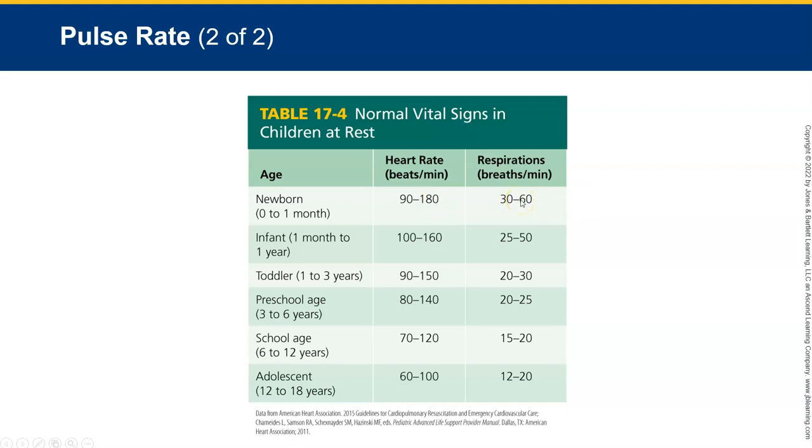Same thing here. If respiration's 30 to 60, if we run an adult, just drop it in the middle at 45 breaths a minute, that's going to be a problem. So you see how all these start coming down and start normalizing to what we're used to for an adult.